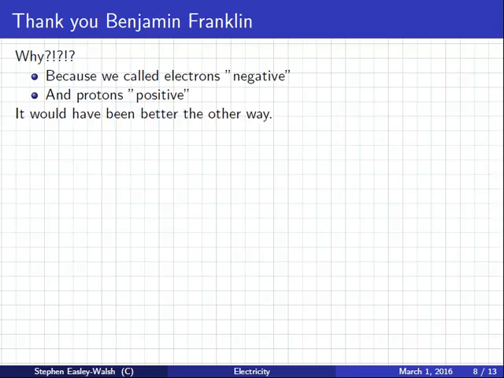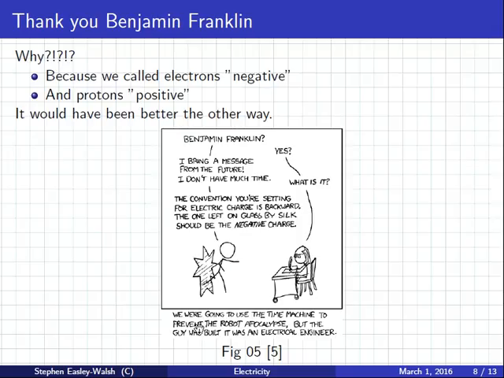Electrons are the negative ones and protons are the positive ones. Maybe one day we'll swap the names. I doubt that would happen, but it would be much better the other way around. So unless you can travel through time, there's no way of changing this. It's just the way it was set up from the beginning.